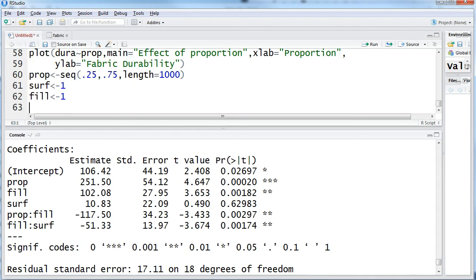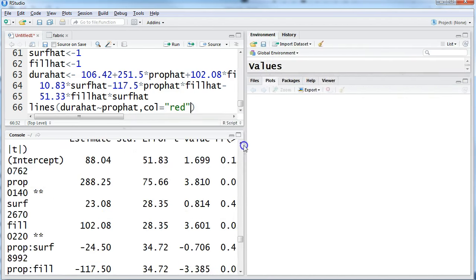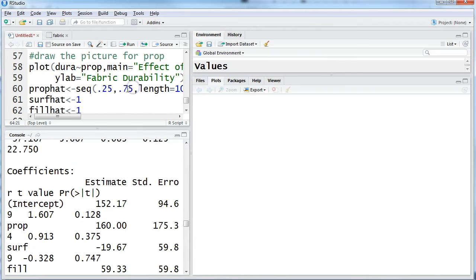And now I need my prediction equation. Although I'm getting sloppy. These are values I'm going to use to make my predictions. So let's give them hats. And then Dura hat is like that. And let's draw our line. We'll start with red because I think I'm going to have it. It's probably more of a rut.